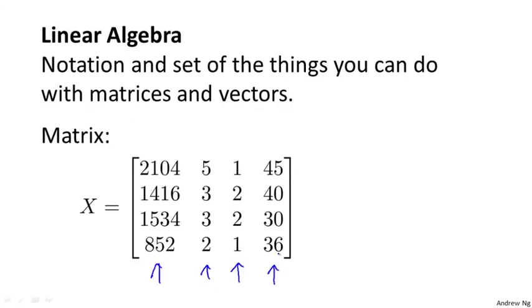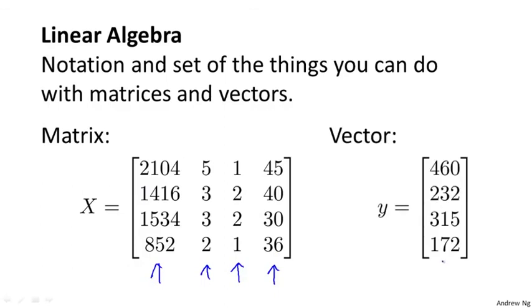And so a matrix is this block of numbers that lets me take all of my x's, all of my features, and organize them efficiently into one big block of numbers like that. And here is what we call a vector in linear algebra, where the 4 numbers here are the prices of the 4 houses that we saw on the previous slide.